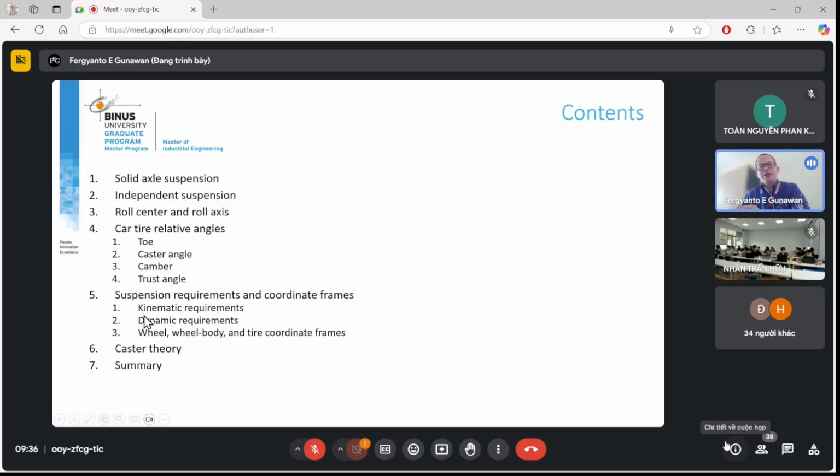We also will discuss the kinematic movements of the car body. When the suspensions develop a certain angle, for example, camber angle, for a certain degree, then how much the car body will move up and move down. Okay. I think I'm going to skip the theory of the caster, but I will provide you a summary. So all of those things are the things that we will cover today.